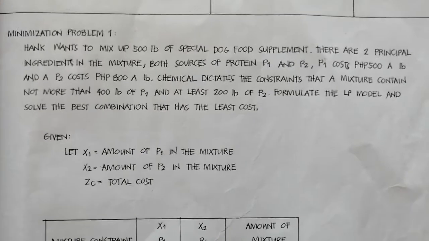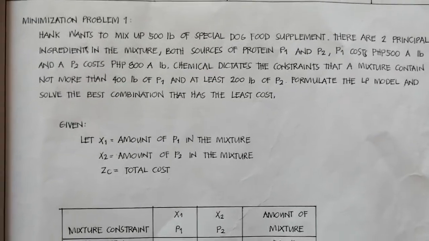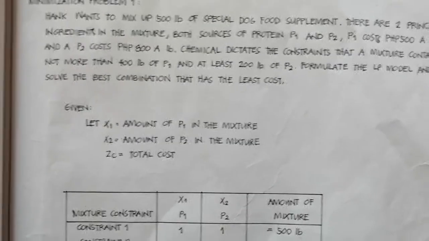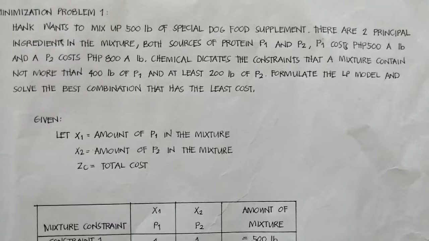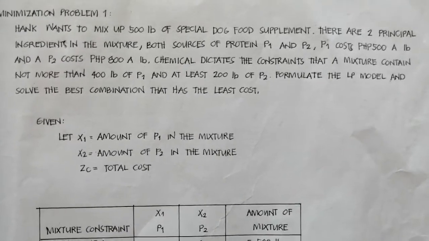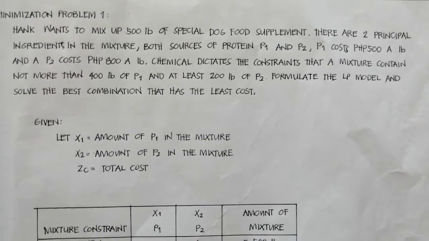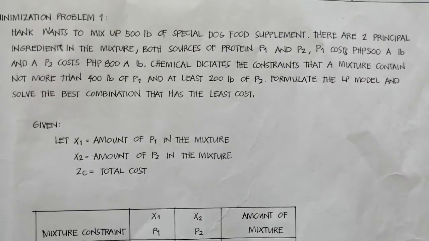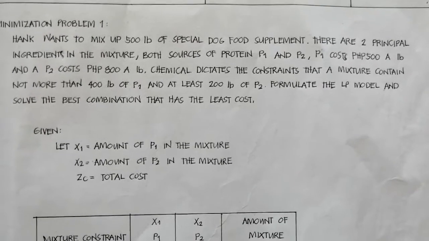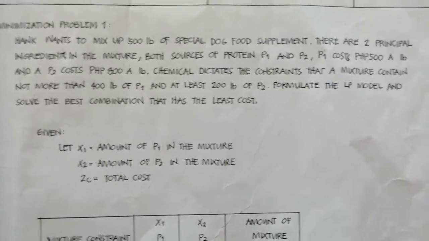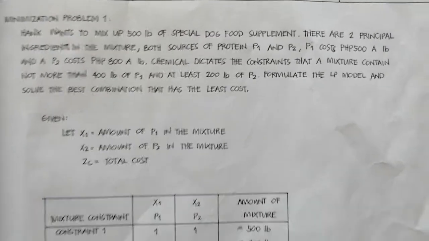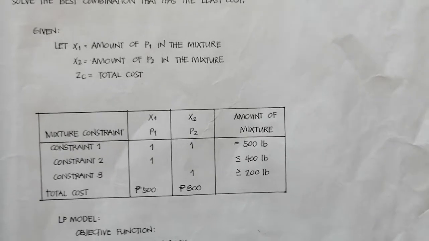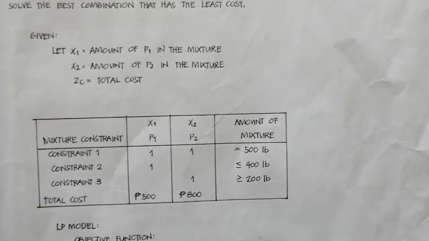So the same thing as what we did in the maximization problem, we're going to assume the variables unknown. For this example, we are looking for the amount of P1 and P2 to be mixed. That's why we're going to assume X1 be the amount of P1 to be mixed and X2 be the amount of P2 to be mixed. And instead of total profit, we will be solving for the total cost. If we write down the given in the table, we'll be able to see that we have three constraints.